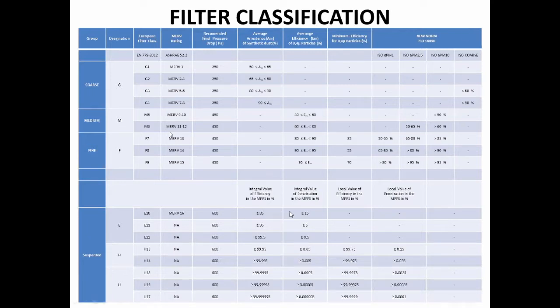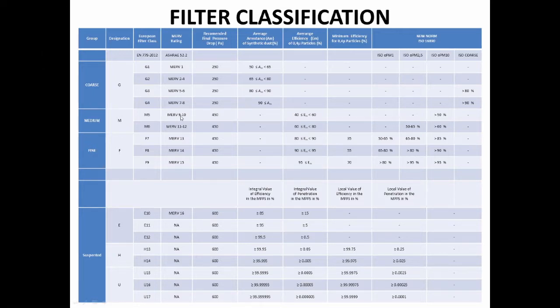So, yeah, here is the filter classification table, which we showed with the, let's say, old norm, and more the EN 779 2012 is getting old norm, and there's a new norm which is ISO 16890. So we put the table here to make an evaluation to understand which filter is which. When we talk about M5 according to EN, we say M5, but in ASHRAE, they say MERV 9 or 10.